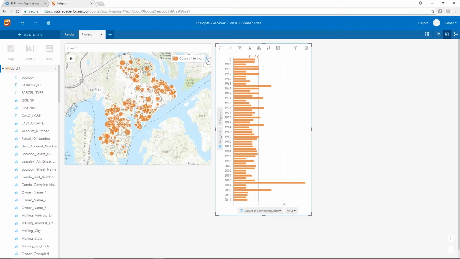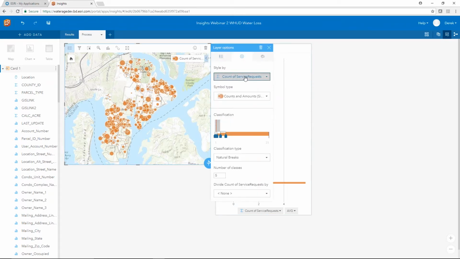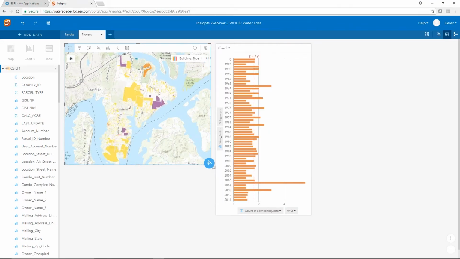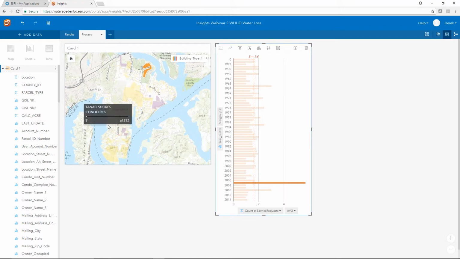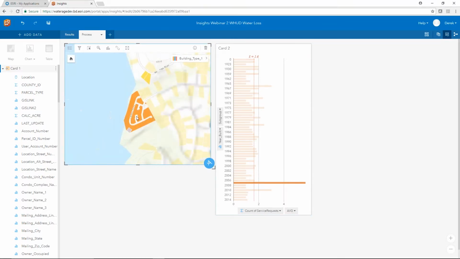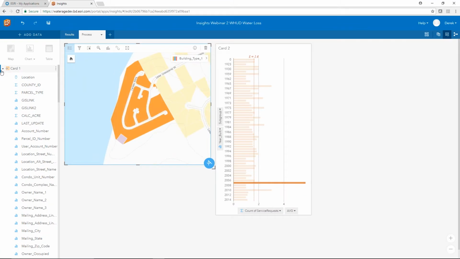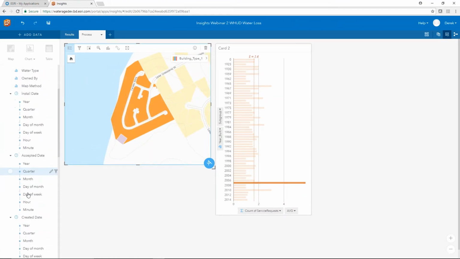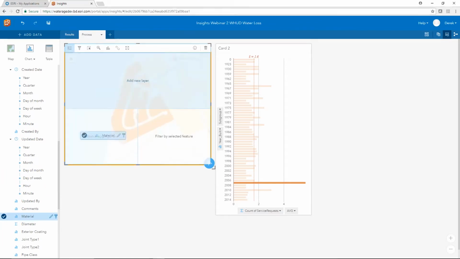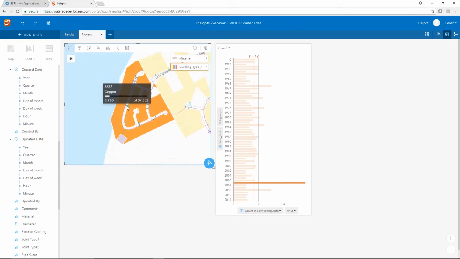So what were these developments and why was this happening? If I go into here and change my symbology to look not at the number of leaks, but at the building code, what we immediately see is that these two locations are both condo developments. In fact, they're two condo developments built by the exact same vendor. And by adding in the material type of our water mains and laterals, we find that the laterals installed in these locations were made mainly of copper. It was determined that the copper laterals installed in these locations were defective, and they have since been replaced and have greatly reduced the number of leaks in that area.